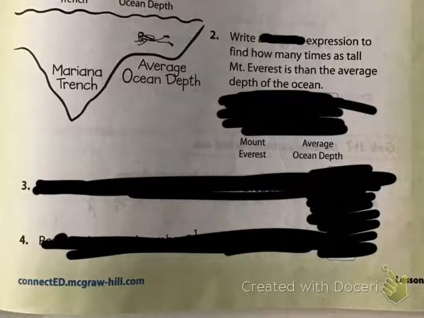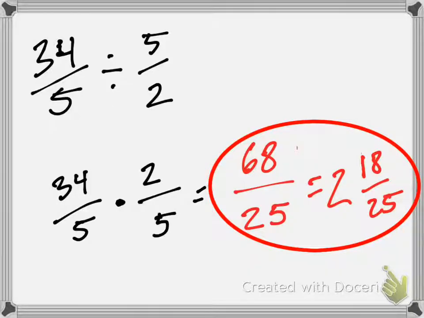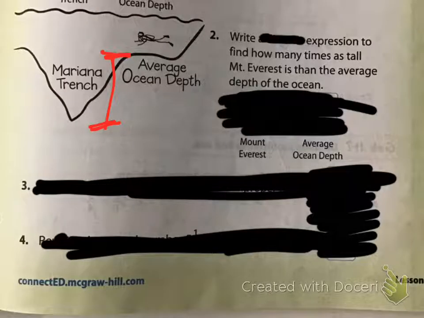Now, we're still not done with this problem. So far, we've solved one part of it. We've solved the difference between the Marianas Trench and the average ocean depth. So we found out that the average distance is 2 and 18 25ths miles, because it said miles in the problem. Not you, Miles. We'll start calling you kilometers when we get to that lesson.